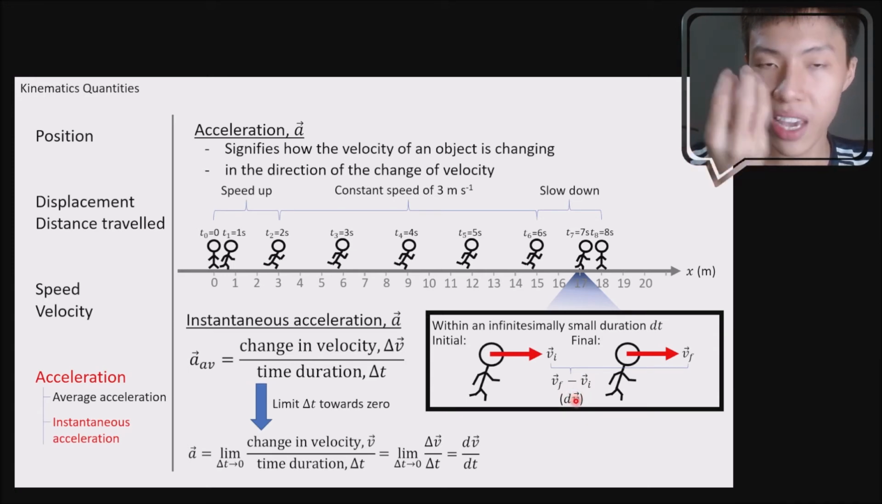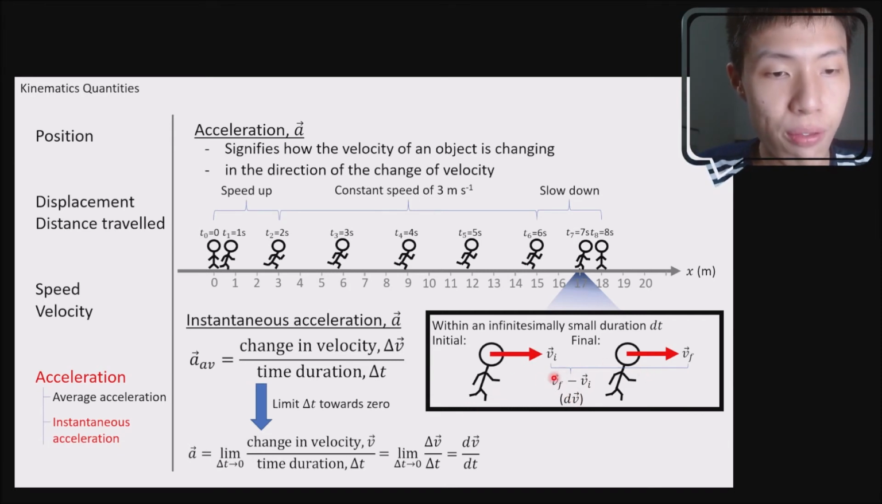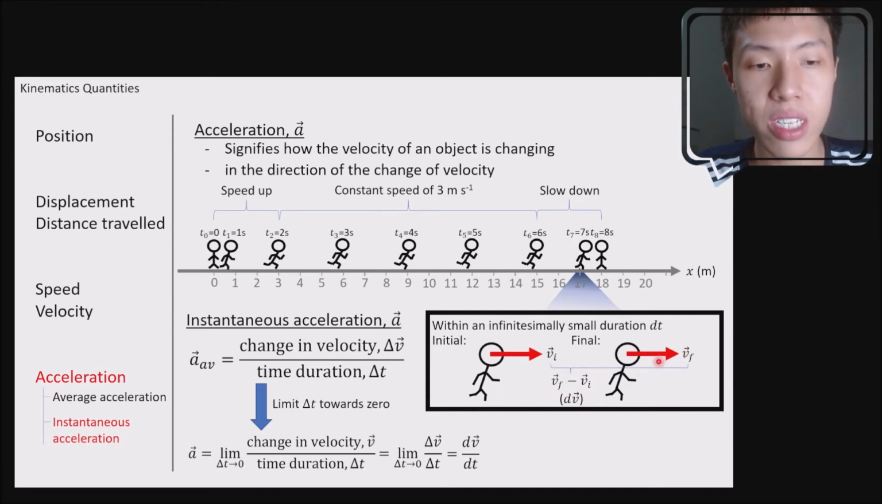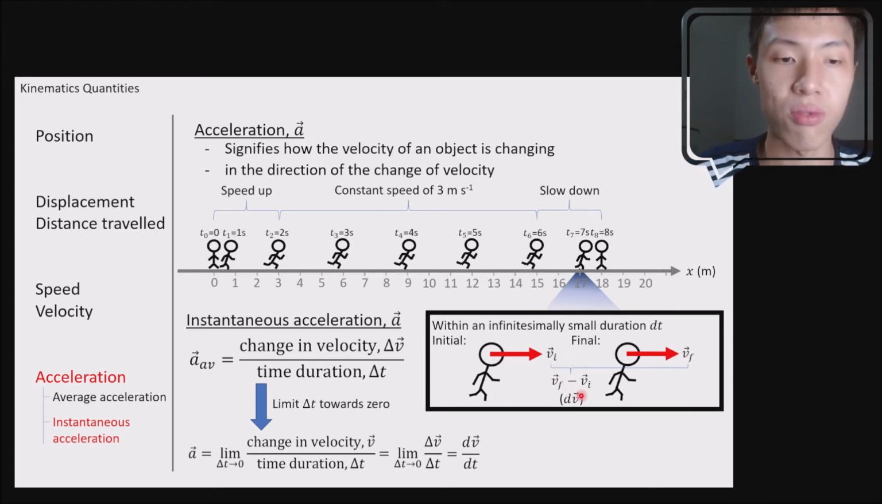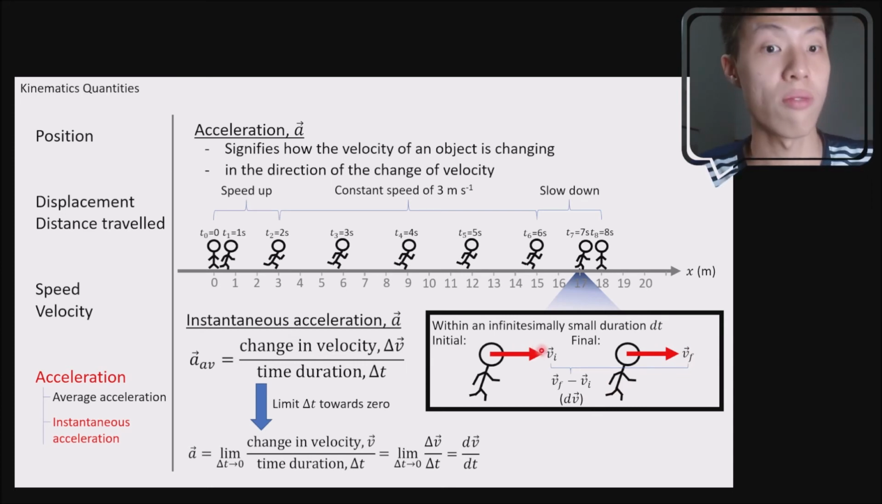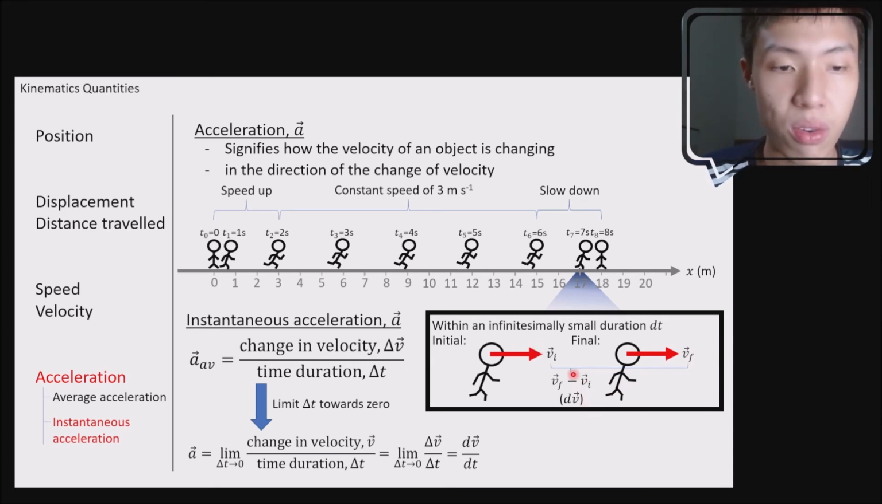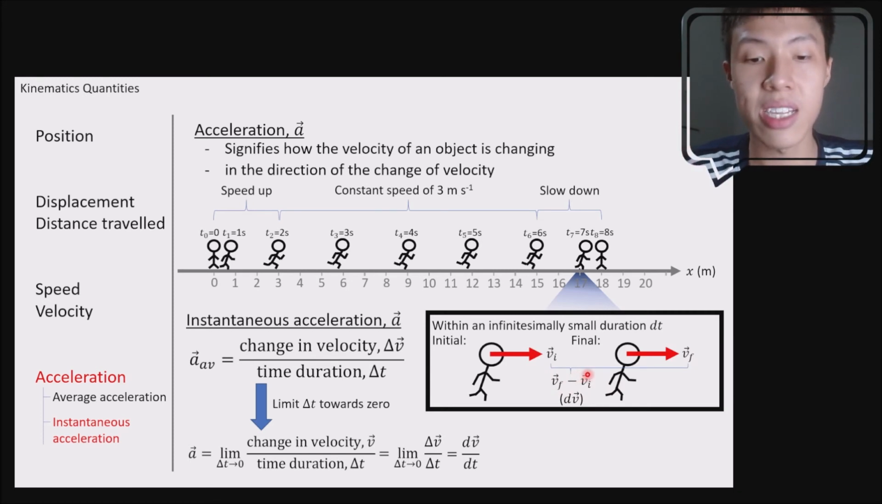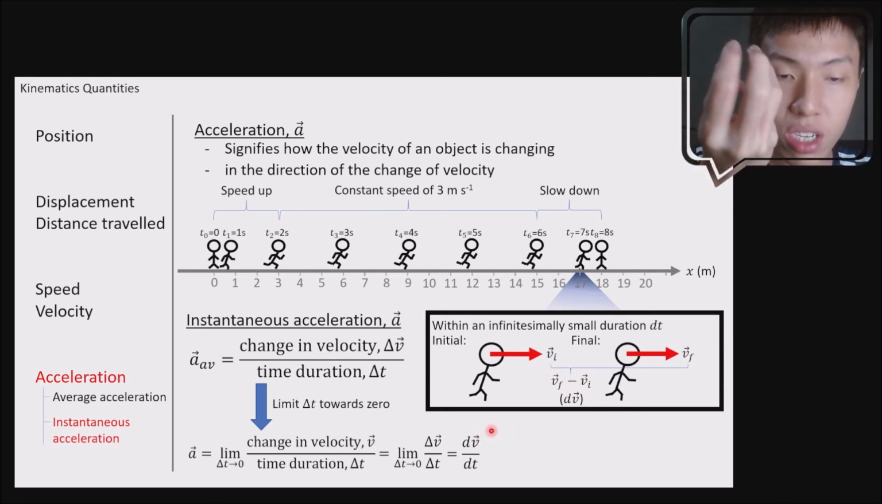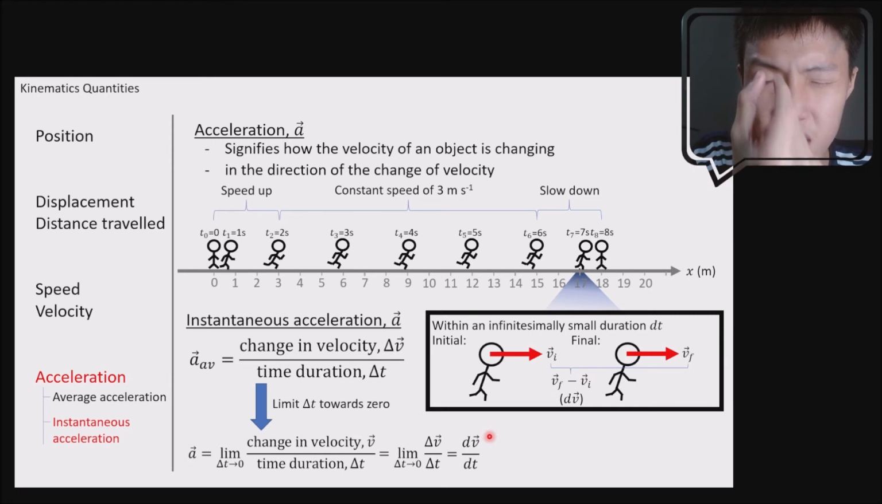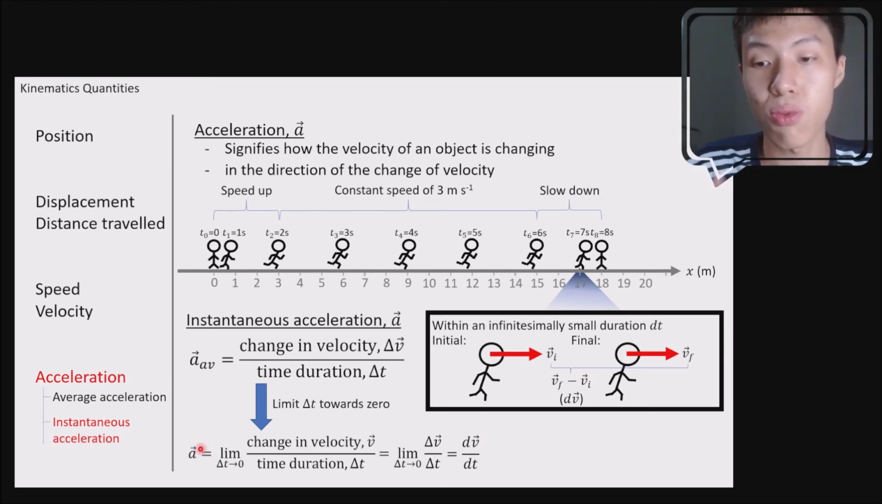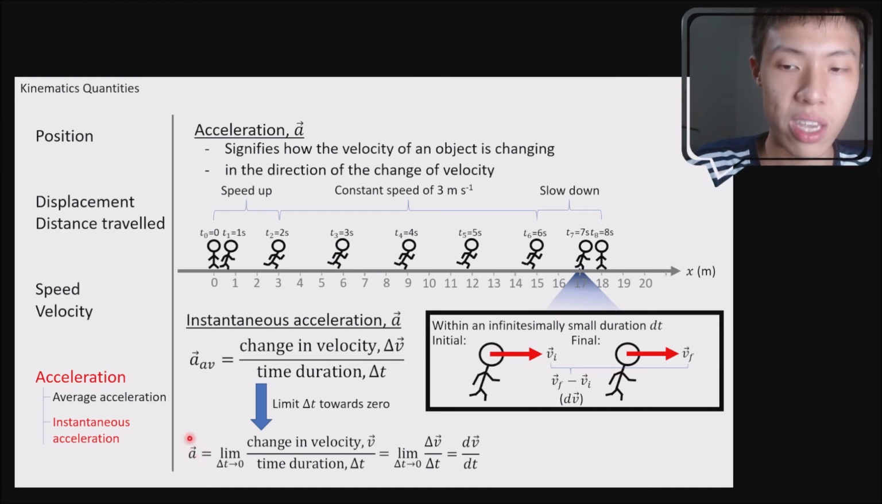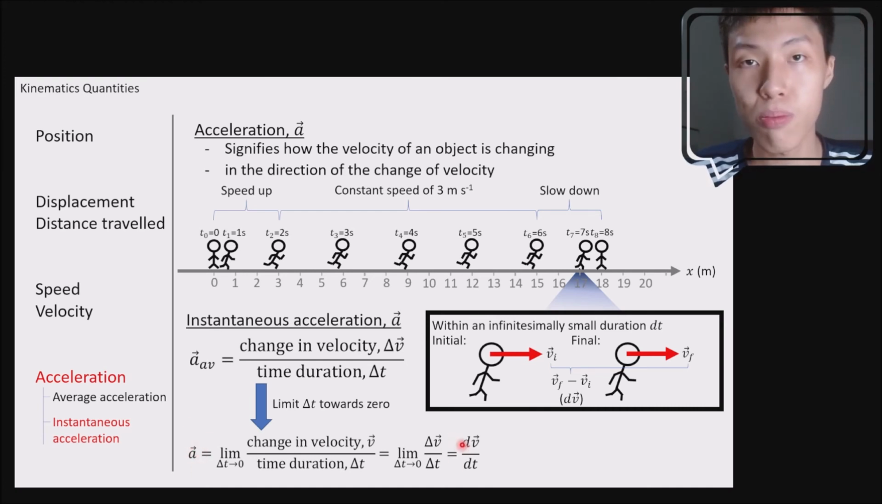Mathematically, this one cannot be measured. It's a mathematical idea. If your final velocity is larger than your initial velocity, then you get a positive dv. But if your final velocity is smaller than your initial velocity, then you get a negative dv. Quite straightforward, right? Once you get that change in velocity, you divide by the infinitesimally small change of time, and that's how you get the instantaneous acceleration.